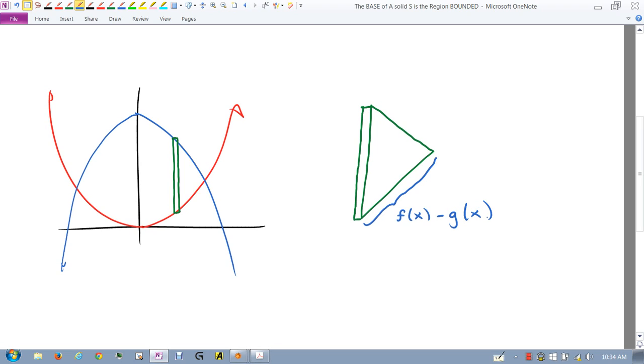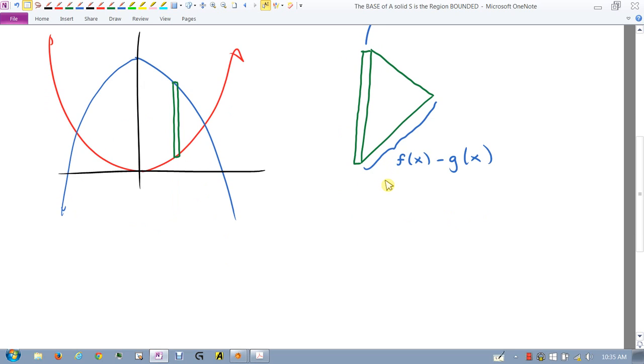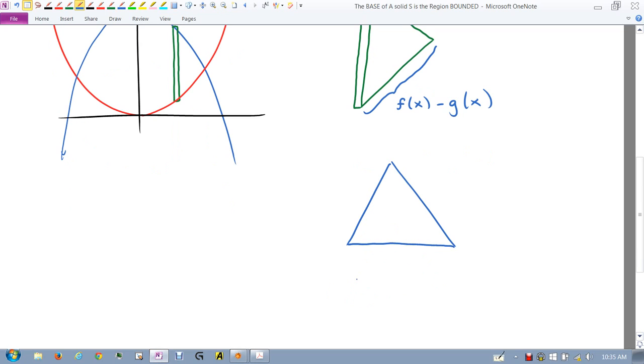So it was easy when it was a square, right? Because it was just side times side, and then we had the width. Here we have the width, right? Still dx. But what is the area of this face of this rectangle? Maybe we should look at it like this, just from the front. This side is, I'm just going to write, f of x minus g of x, right? What's the area of a triangle with all sides the same?